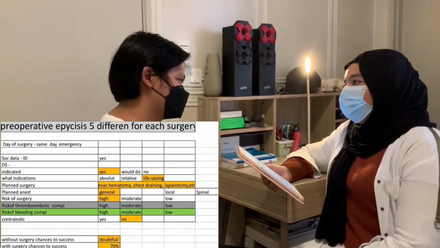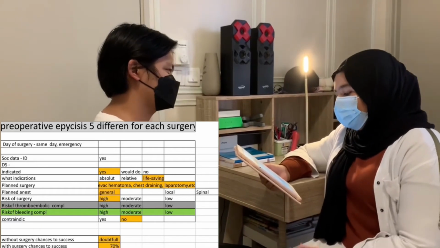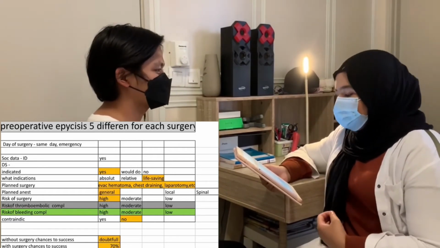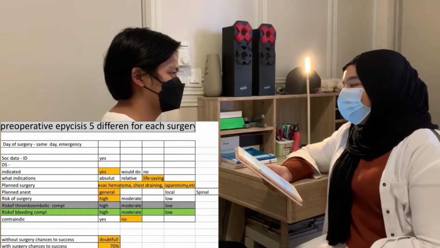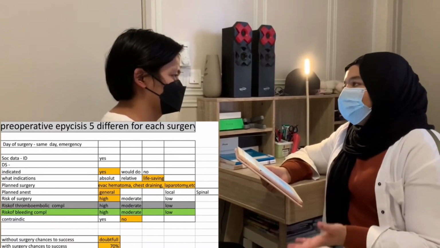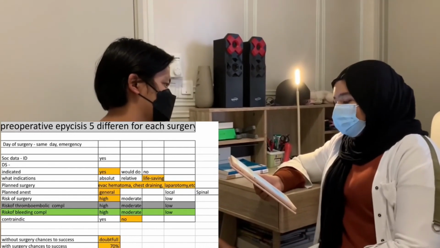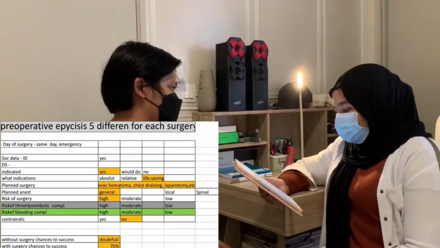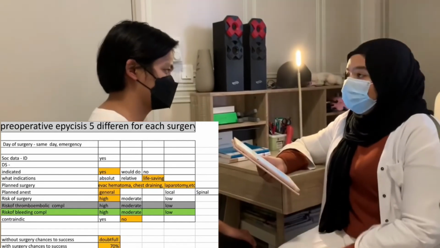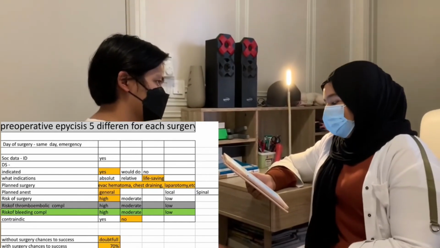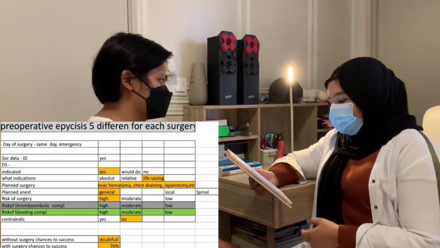So the patient will be put under general anesthesia, and the risk of surgery is quite high, and the risk for thromboembolic complication and also bleeding complication is high too. And without this surgery, the chance of success is doubtful, but with surgery, the chance of success is 70%.